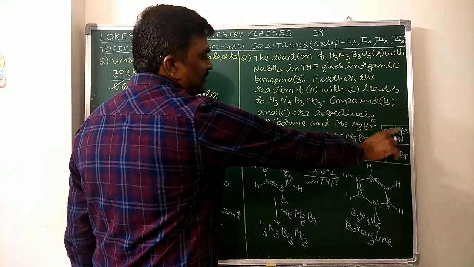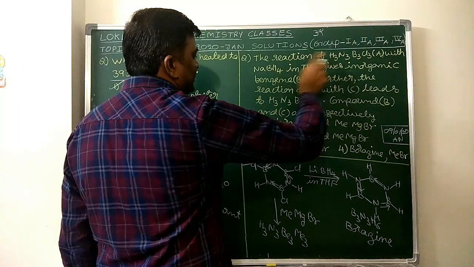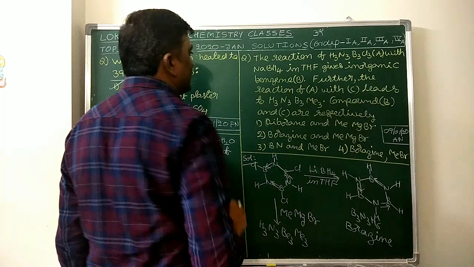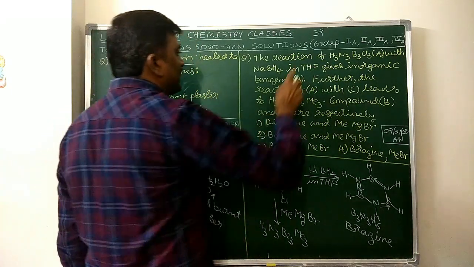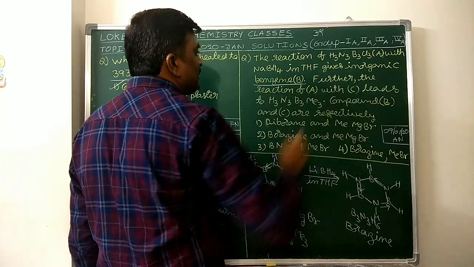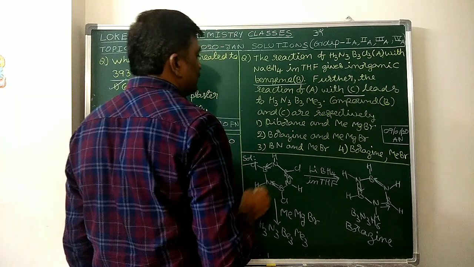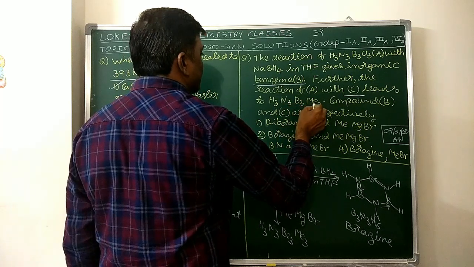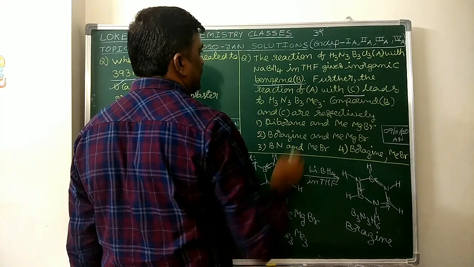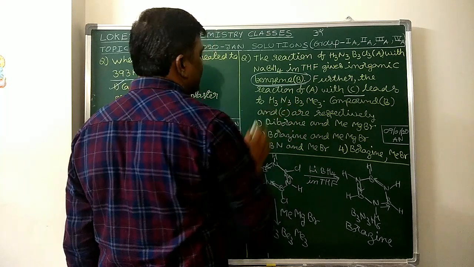This question was given on 9th January afternoon. The reaction of H3N3B3Cl3 (A) with NaBH4 in tetrahydrofuran solvent gives inorganic benzene B. Further, the reaction of A with C leads to H3N3B3Me3. Now, what are compounds B and C? It is the question.